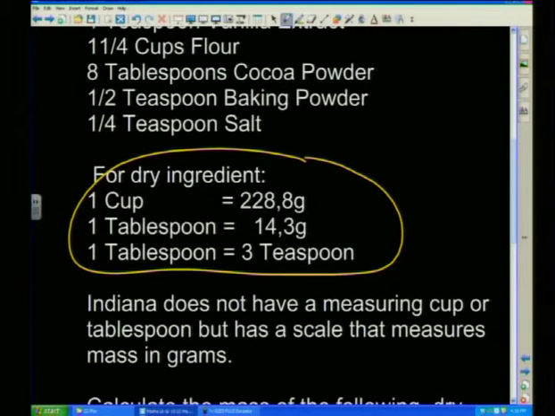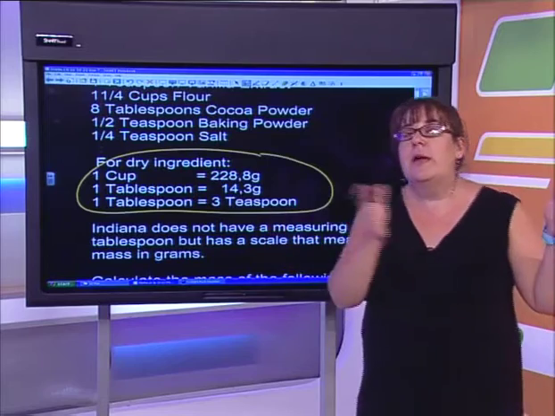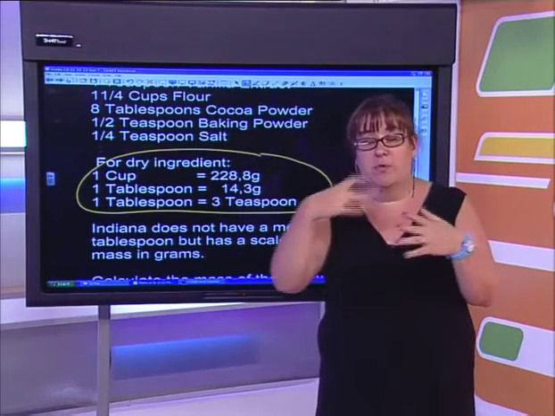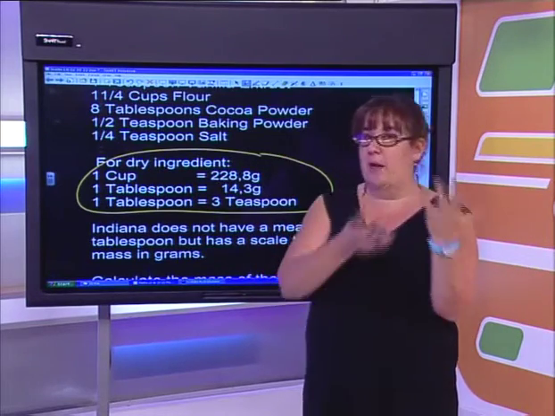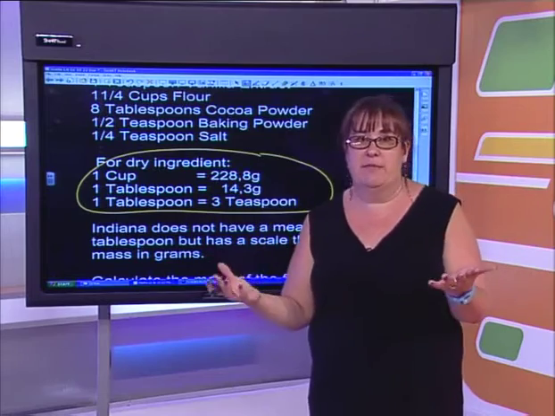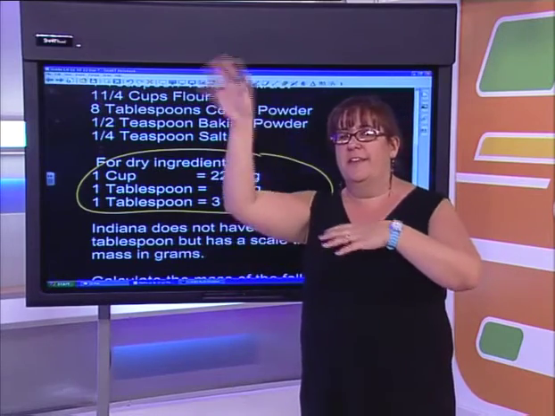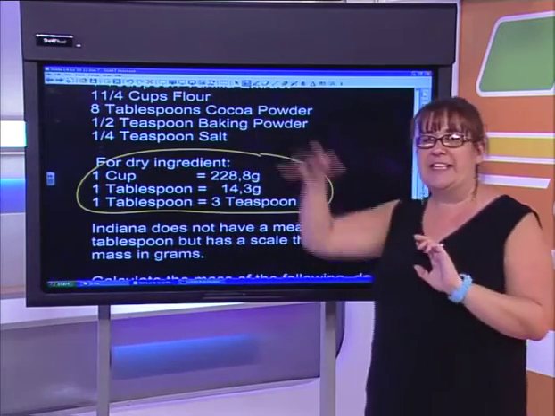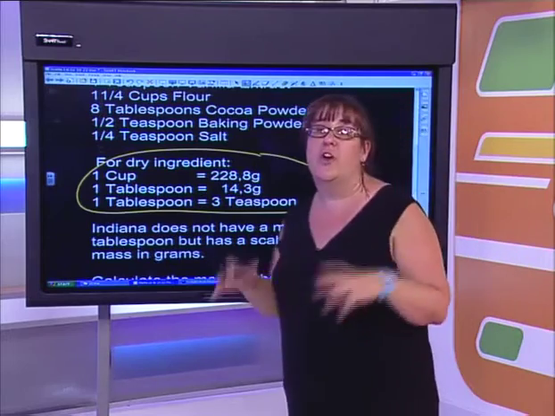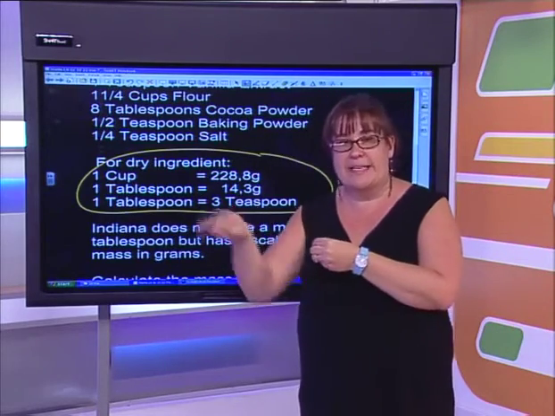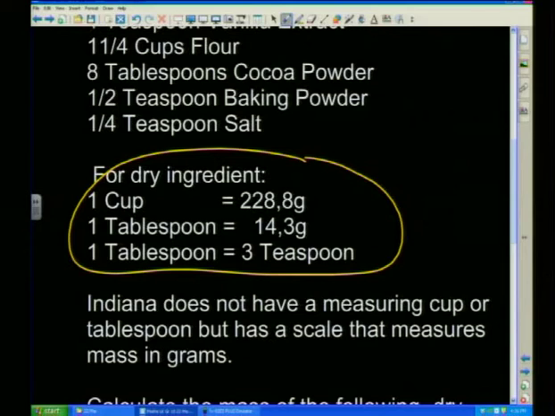It tells us for dry ingredients, 1 cup is equal to 228,8 grams. Remember earlier I was talking about moles and I told you 1 cup was 250 moles. But now moles and grams are not the same thing, and grams goes into a whole lot of things that if you were doing science you would be doing with density and things like that. All we need to know is that the weight is not the same as the moles. 1 tablespoon is 14,3 grams, and 1 tablespoon is actually equal to 3 teaspoons.